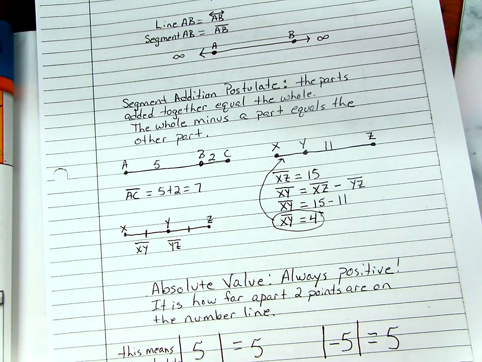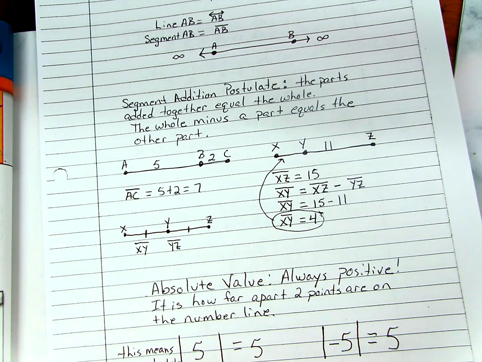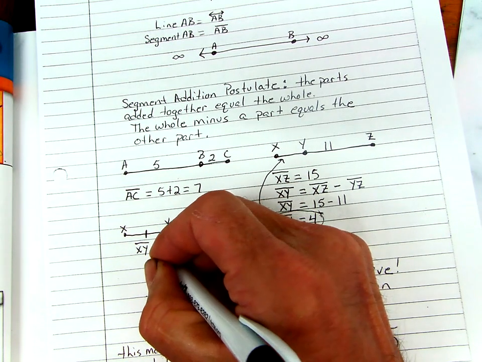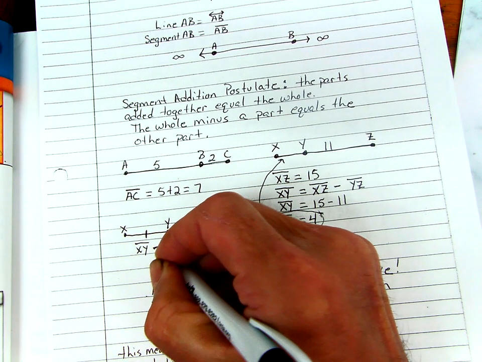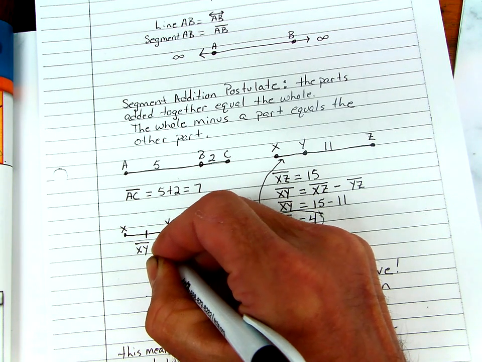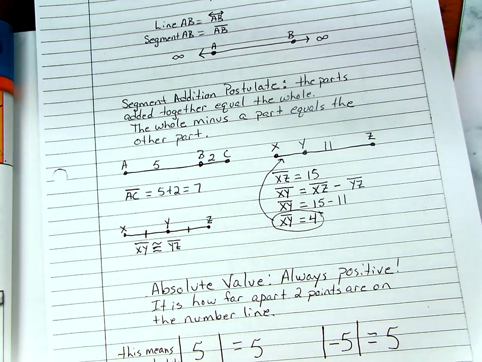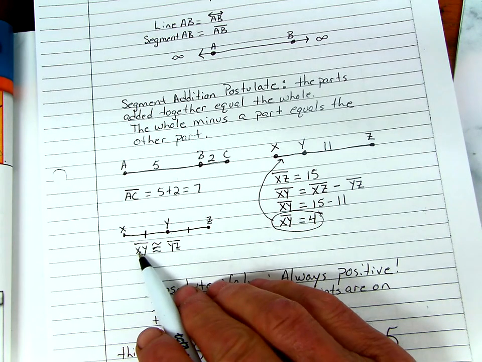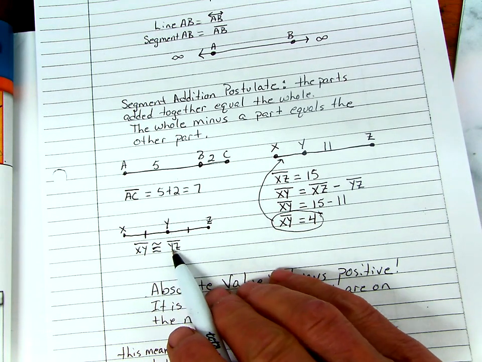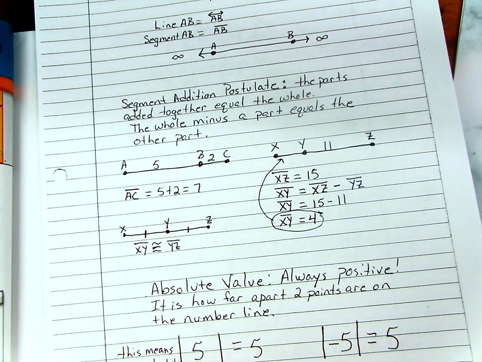Congruent is geometry's word for equal. It doesn't really mean equal. It means the measures are so close to being exactly the same that we're going to call them the same. And here's the symbol for congruent. It's an equal sign with a little squiggly line over the top. Segment XY is congruent to segment YZ. For our purposes, that will mean that they have the same measure.